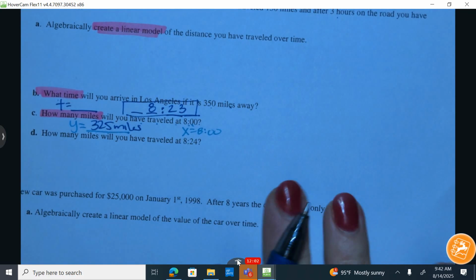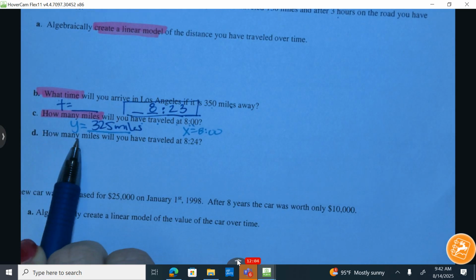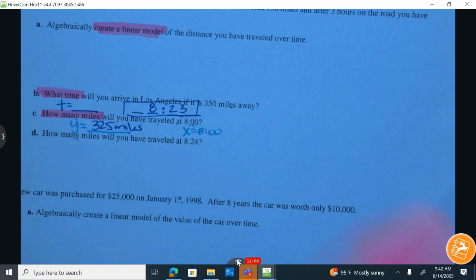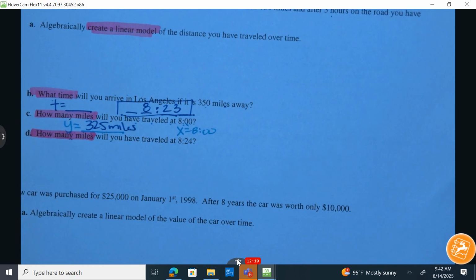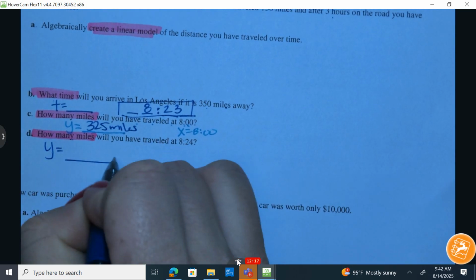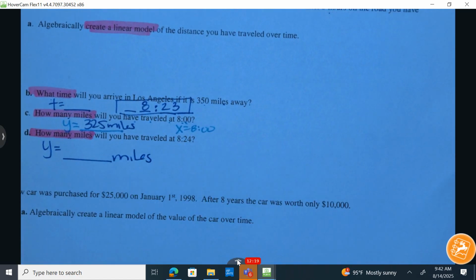Okay, let's jump back here. How many miles? Okay, please highlight that. How many miles? It's essential you're highlighting this. That's a requirement now this year. How many miles? Is miles your X or your Y? So how many miles have you traveled at 8:24 p.m.?